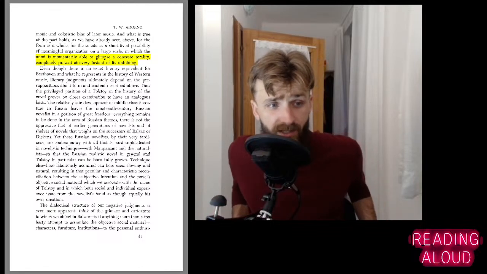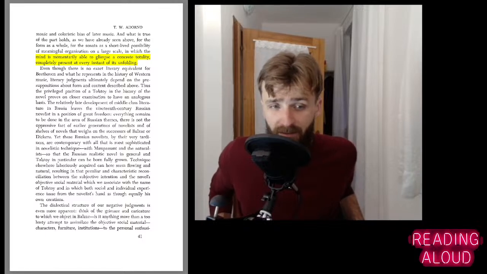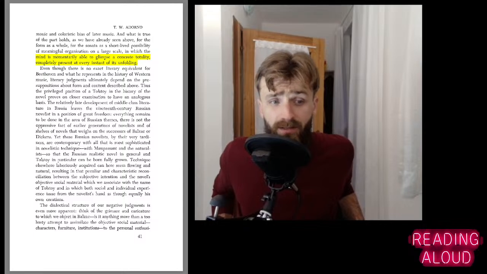Even though there is no exact literary equivalent for Beethoven and what he represents in the history of Western music, literary judgments ultimately depend on the presuppositions about form and content described above. Thus, the privileged position of Tolstoy in the history of the novel proves on closer examination to have an analogous basis. The relatively late development of middle-class literature in Russia leaves the 19th century Russian novelist in a position of great freedom. Everything remains to be done in the area of Russian themes.